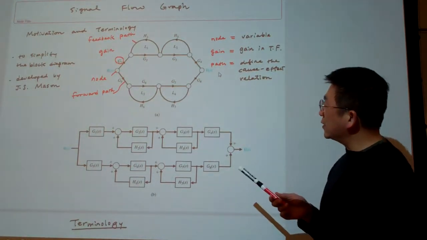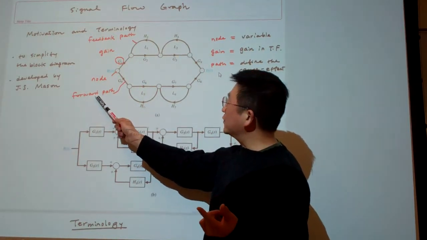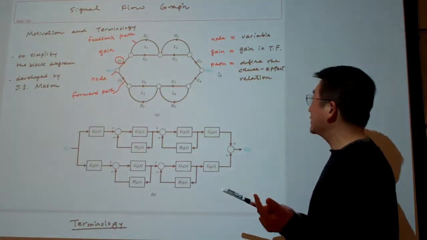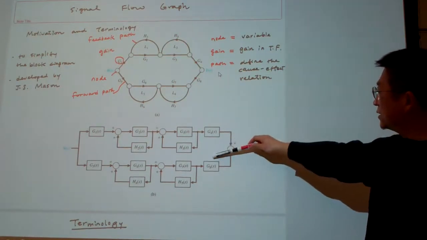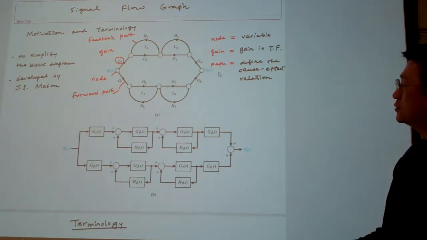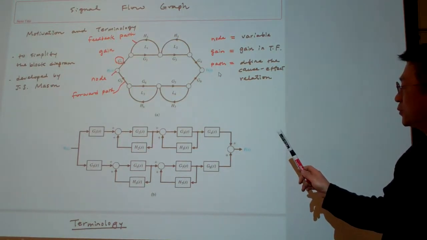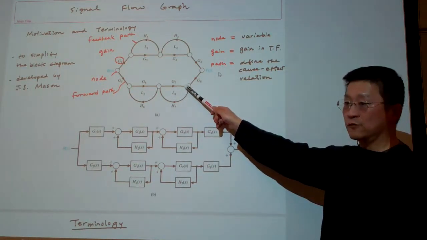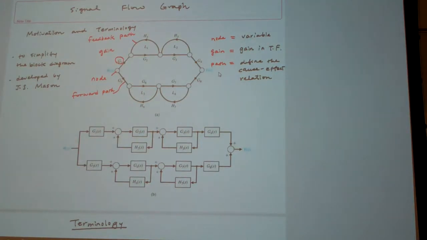Okay, so right now I have been talking about nodes, gain, feed forward path and feedback path. Those are the corresponding terms in this one. That shouldn't be hard. Graphically, I believe everyone should be able to convert the block diagrams into the signal flow graph pretty easily. Configuration-wise, it is pretty much a one-to-one mapping of the information.